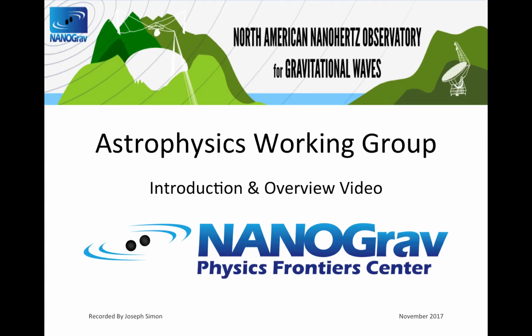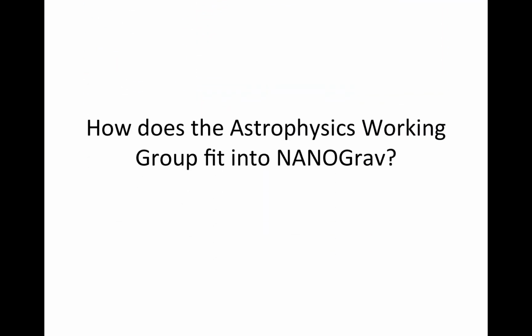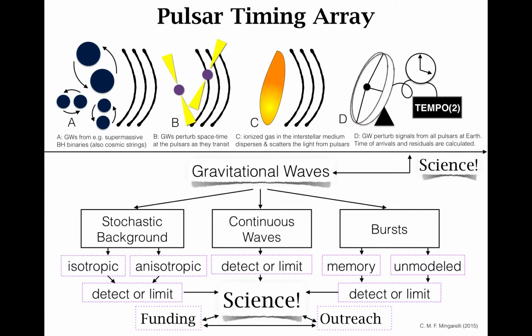I'm a postdoc at the Jet Propulsion Laboratory in Pasadena, California, and I'm a member of the Astrophysics Working Group. This video has been designed to introduce you to the ideas and the research currently being conducted in our group. So, how does the Astrophysics Working Group fit into NANOGrav? NANOGrav is a pulsar timing array, which is a gravitational wave observatory.